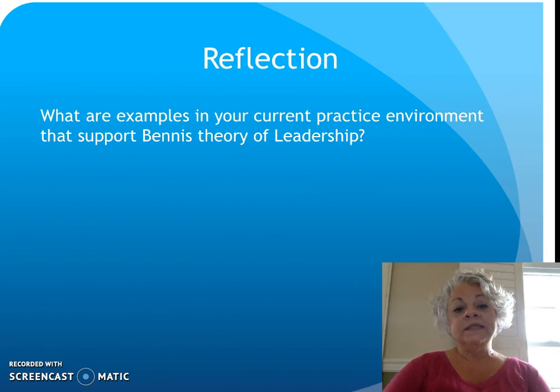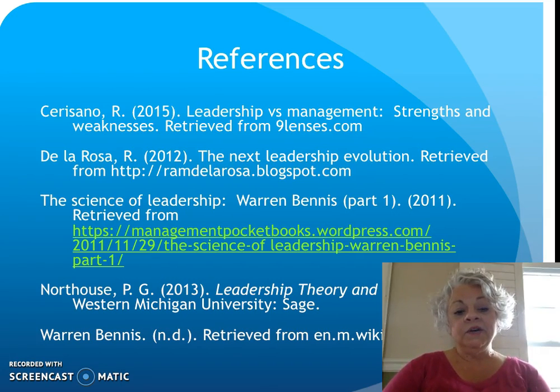Reflection: what are some examples in your current practice environment that support Bennis' theory of leadership? And you see here a list of the references. I had to look far and wide because he was an older theorist, but so much of it is still very vital and true today. Although I think the biggest thing that we find is that all managers and leaders have some of the other. You're not strictly a manager or a leader.